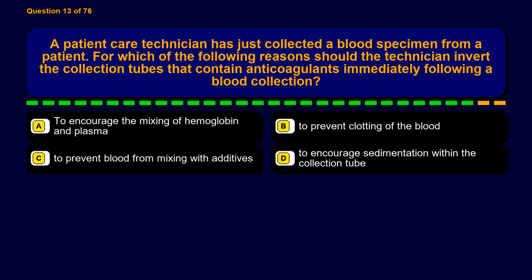Question 13. A patient care technician has just collected a blood specimen from a patient. For which of the following reasons should the technician invert the collection tubes that contain anticoagulants immediately following a blood collection? Option A. To encourage the mixing of hemoglobin and plasma. Option B. To prevent clotting of the blood. Option C. To prevent blood from mixing with additives. Option D. To encourage sedimentation within the collection tube.